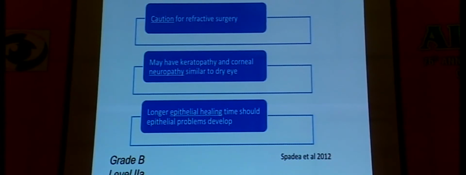And diabetes, very common in Singapore. 10% of our Singaporeans are diabetics. And this is a caution for refractive surgery. They may have keratopathy and corneal neuropathy, similar to dry eye. And it may take a longer time for epithelial healing. So this is a grade B recommendation.